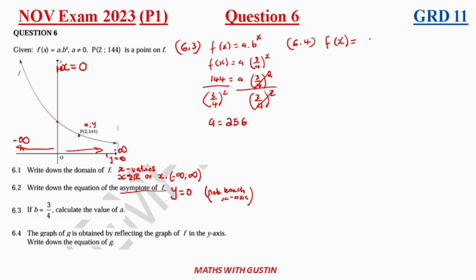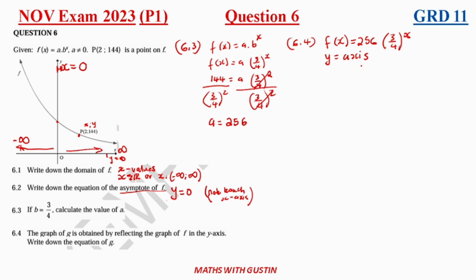This is f of x here. It is given by 256 times 3/4 to the exponent x. Okay, so now they are saying reflection on the y-axis. So on the y-axis is going to look like this. This is a reflection on the y-axis.